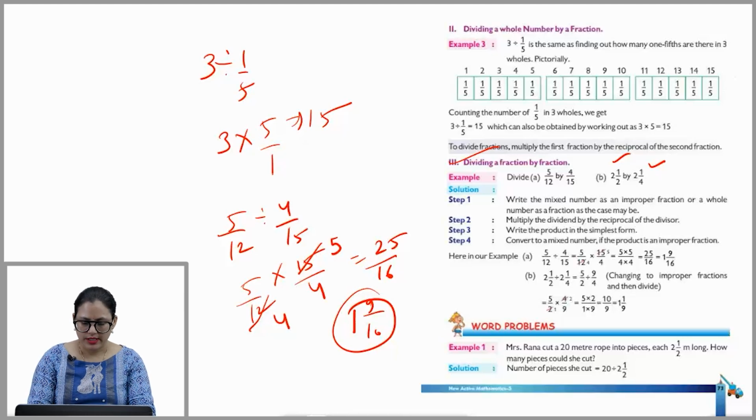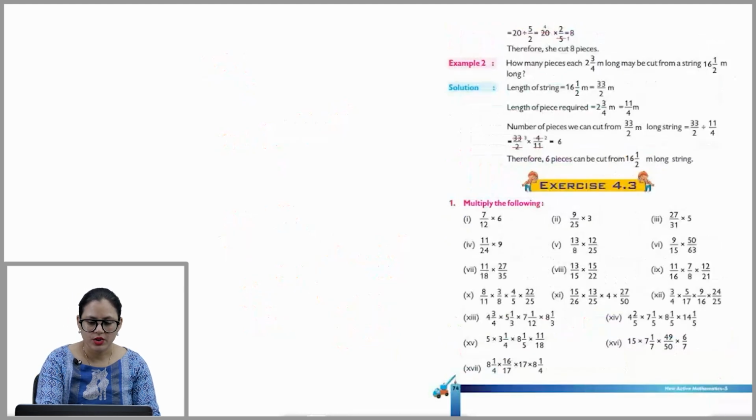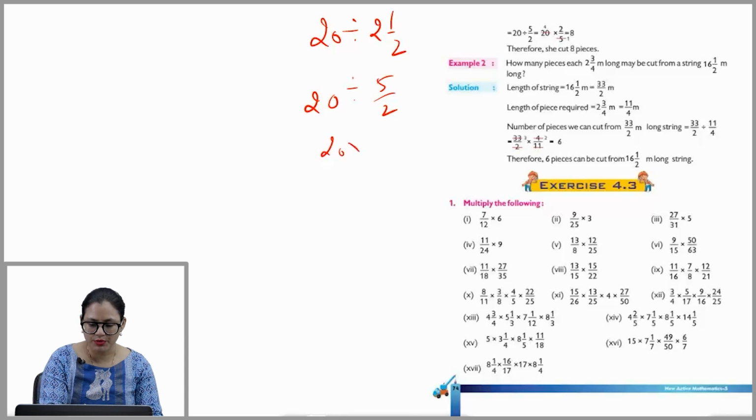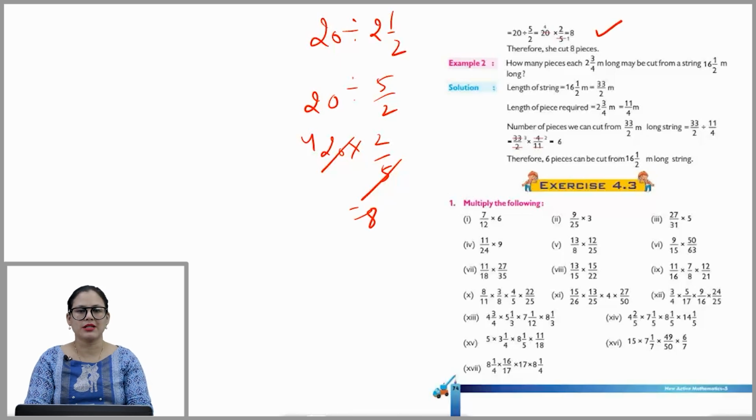Word problems. Example 1. Mrs. Rana cut a 20-meter rope into pieces, each 2 whole 1/2 meter long. How many pieces could she cut? Number of pieces she cut: 20 divided by 2 whole 1/2. So we'll convert this mixed number into an improper fraction. We'll get 5/2. Now do the reciprocal of this. 4. So 4 2s are 8. That means she cut 8 pieces.